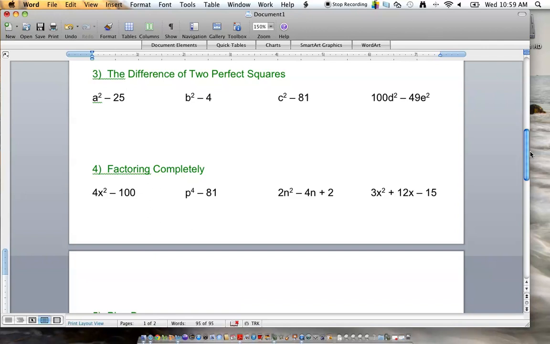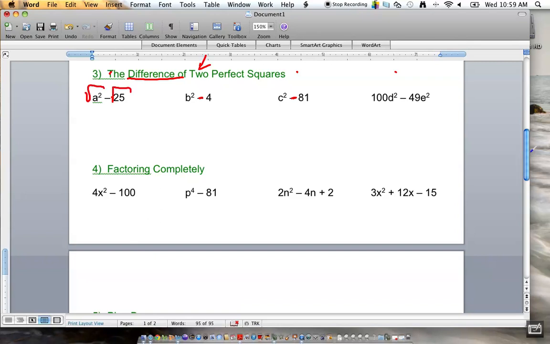Now, the next one, the difference of two perfect squares. This is kind of methodical. First off, notice that in all of these cases, they're binomials. And that makes sense because it's the difference. Difference means minus. Notice everything is a minus sign here. Of two, that's why it's a binomial, perfect squares. And in perfect squares, this only works if you can square root both of them.